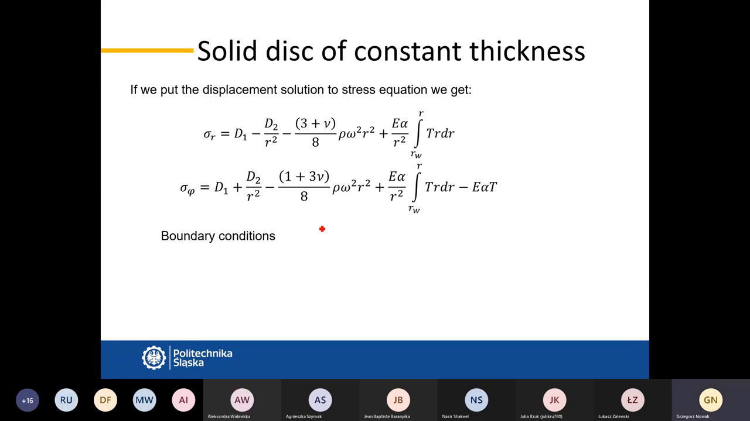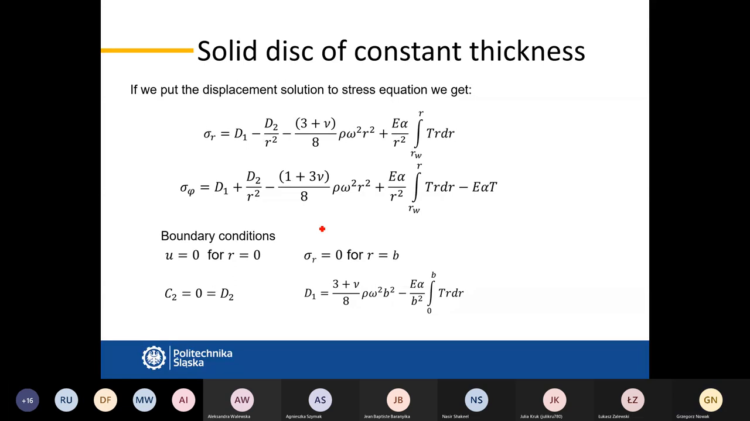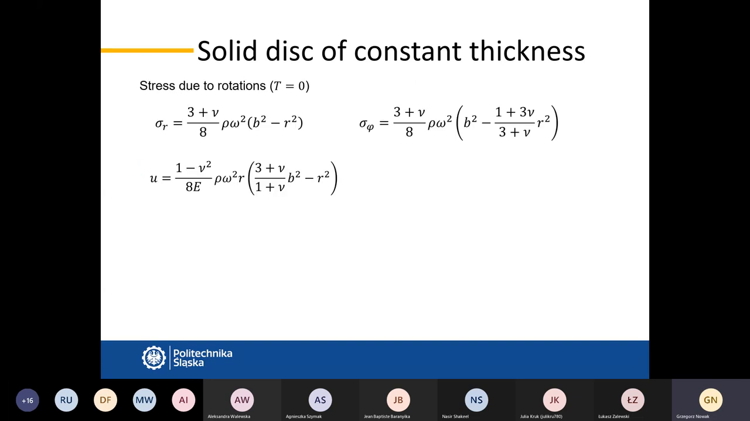If we look now at the boundary conditions, u is zero at r equals zero, so at the center, so the center does not move. So r is zero, u is zero. That means that both C2 and D2 are zeros. And for r equal to b, if there is no interaction from the exterior, sigma r is equal to zero, which leads to a solution that D1 would be (3 plus nu) over 8 rho omega squared b squared minus such an integral. So this is the part connected with temperature distribution. So if we put the solutions for the constants into the formulas, we will obtain the solutions.